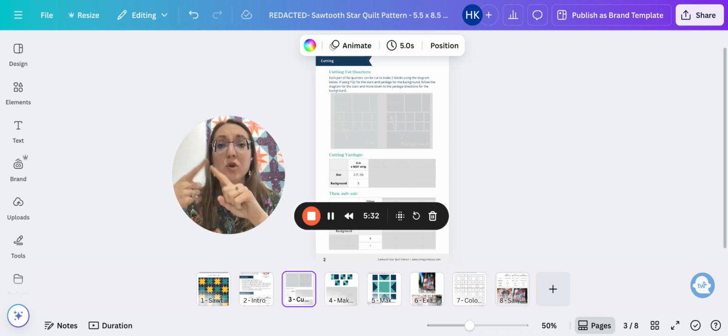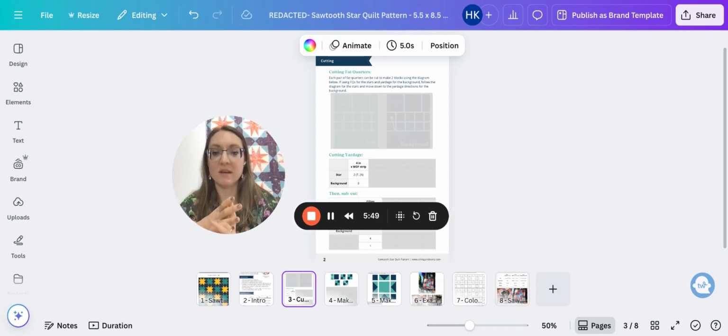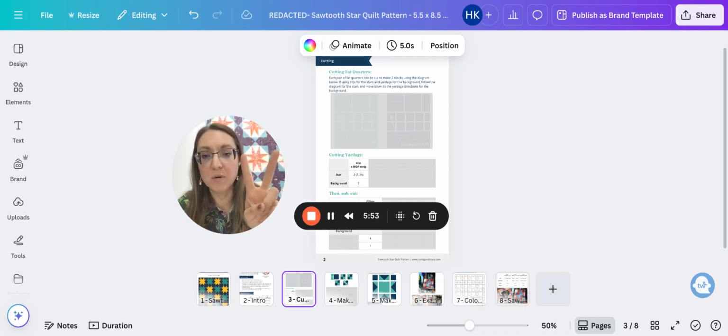But that's going to include graphs for how many different shapes and sizes you need from your different fabrics laid out in chart form. You may see diagrams as to how to cut out specific shapes from a certain piece of fabric. And you may also see written instructions. Here in the sawtooth star pattern, I've included 2 of those.